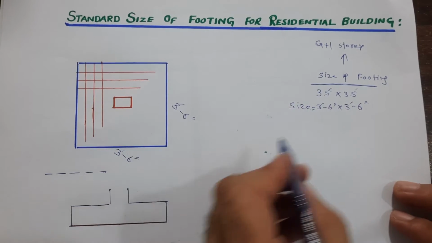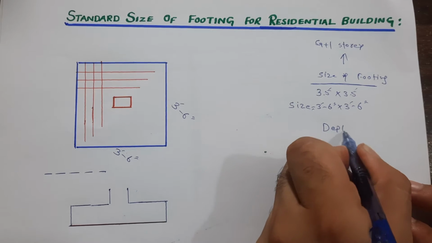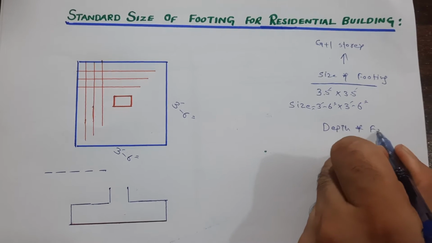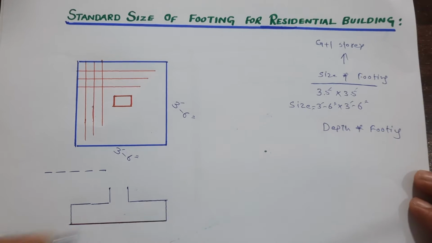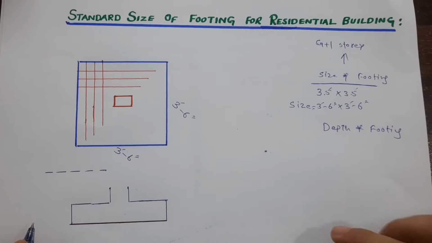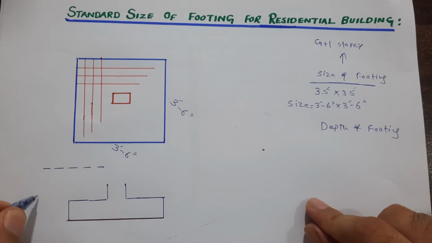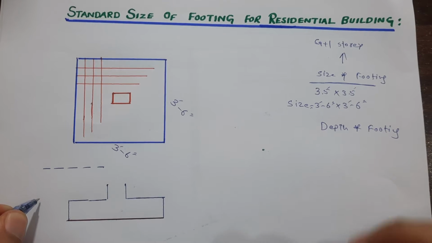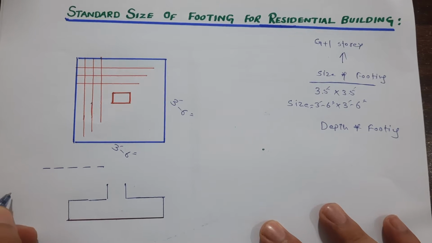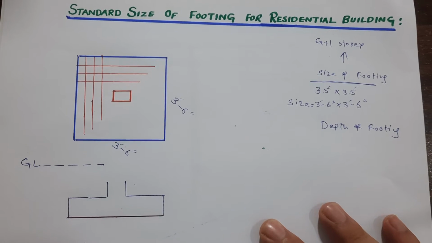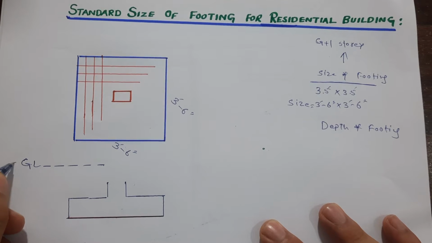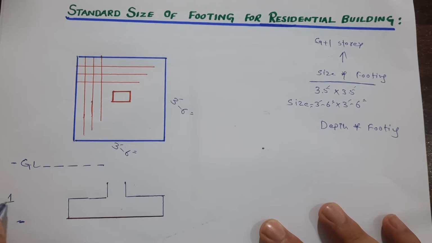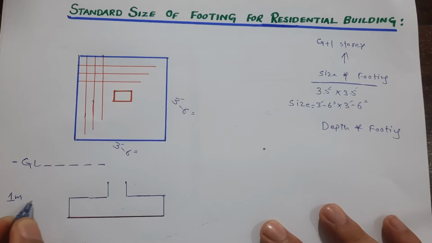Now let me guide you for depth of footing. Okay, next guys, the depth of the footing should not be less than 1 meter, or you can say 3 feet, and also you can say 3 feet and 6 inches normally. So let me write here, or 1 meter. So this is GL, ground level. Okay, so from this bottom to this ground level, this should not be less than 1 meter, or normally you can say 3 feet and 6 inches.